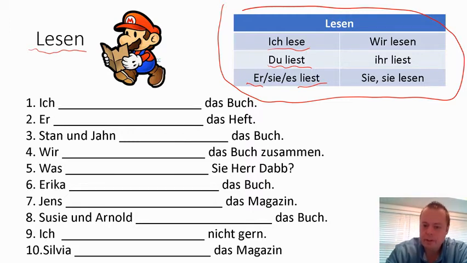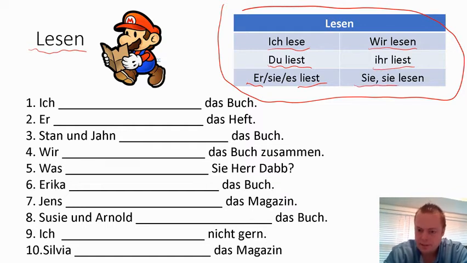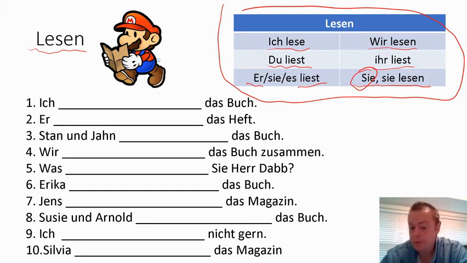We also have wir lesen. Okay, wir lesen. So if we're reading a book, wir lesen das Buch. Ihr liest is you all are reading the book. Ihr liest das Buch. Sie lesen. The big S right here is for formal people. So, Herr Dab, Sie lesen das Buch gut. You read that book well. If you wanted to say they are reading the book well, then you would say sie lesen das Buch gut.